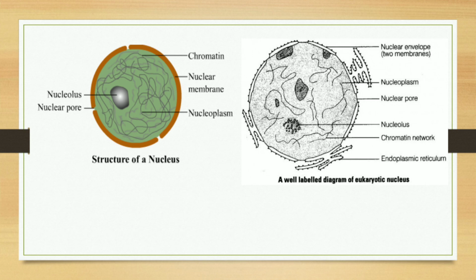See this picture showing the structure of nucleus. The structure of nucleus contains the outer membrane, inner membrane, nuclear pores, then a darkened spherical body called nucleolus, then chromatin material, then nucleoplasm. Thank you.